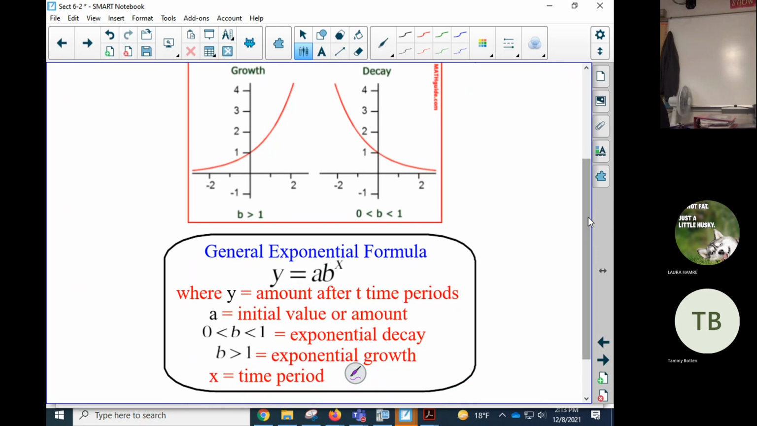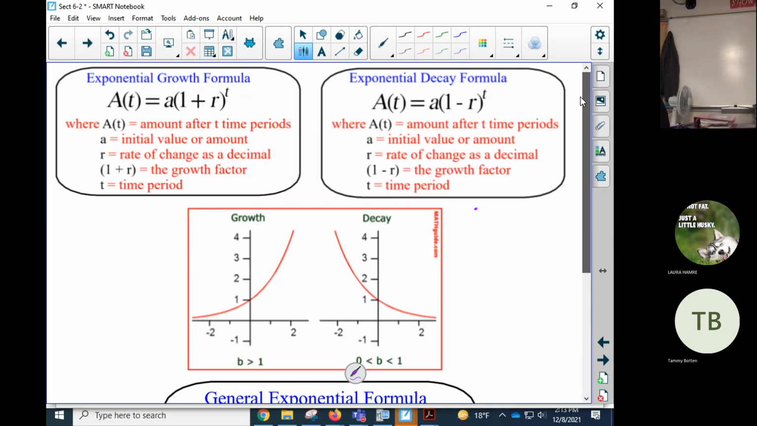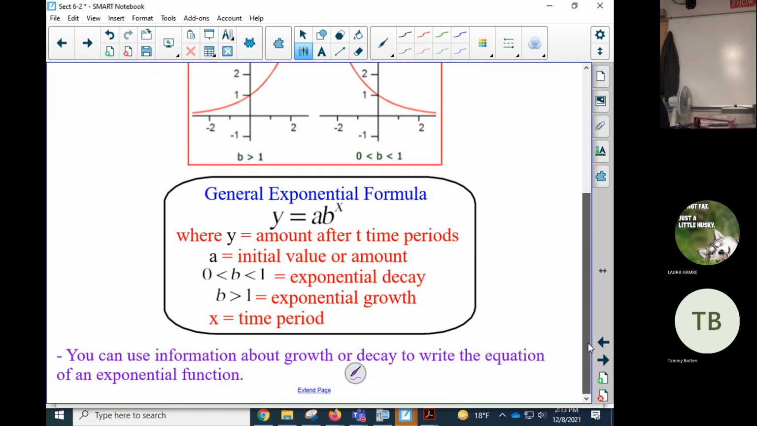All right. So this is something that you've seen before up here. We did this yesterday. If you remember, exponential growth was 1 plus r, exponential decay was 1 minus r. And remember, exponential growth is going to grow from left to right. Decay is going to fall from left to right. Okay? Today they take that formula and they make a general exponential formula, and it's y equals ab to the x.